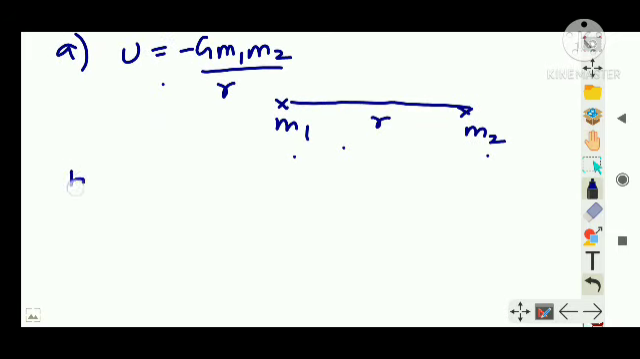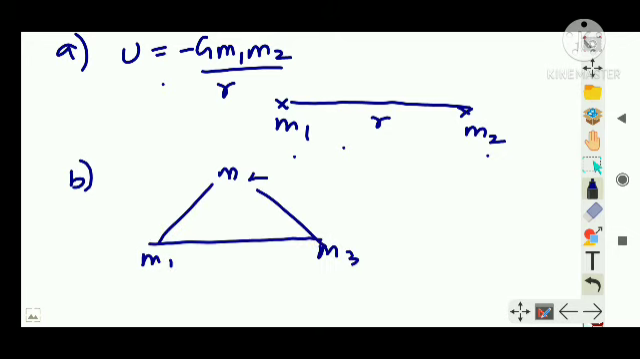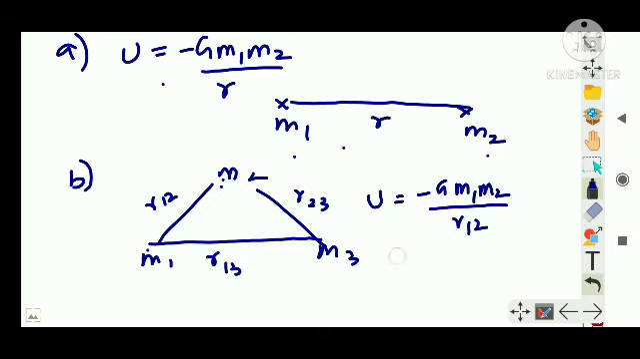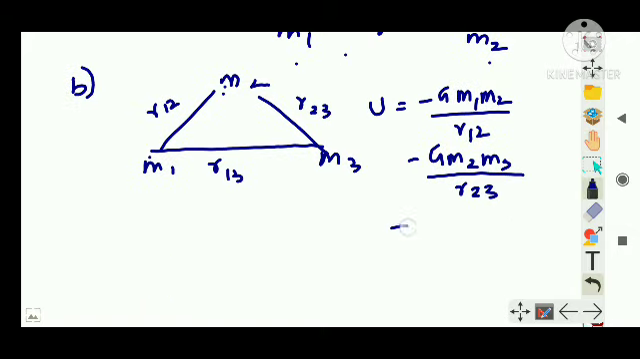Easy, right? Now B, gravitational potential energy for a three-particle system. Here it is m2, this is m1, and this is m3, kept at the three corners of a triangle. Let's say this one is r13, this is r12, this is r23. So U is equal to, between these two, minus G m1 m2 divided by r12, then minus G m2 m3 divided by r23, then minus G m3 m1 divided by r13.